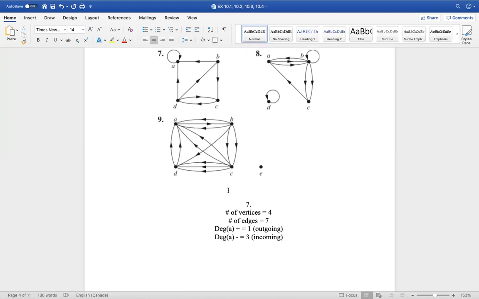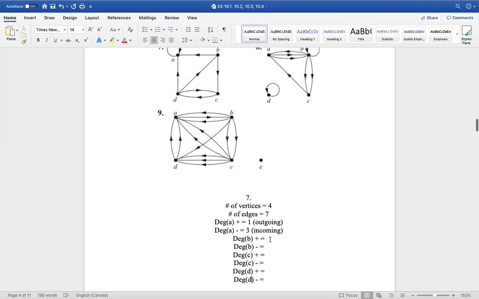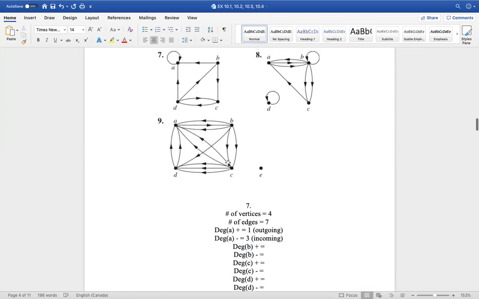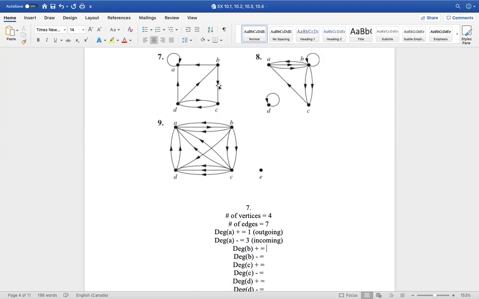Okay. Likewise for B, so degree of B positive 2, and I'll just copy and paste this for simplicity. B negative. And then I'll do for C and D as well. So this will be C, C, D, D. Okay. So B outgoing edges, edges going out of B here. We have one edge going out of B, and then we have another edge going out of B. So therefore the degree of B is 2.